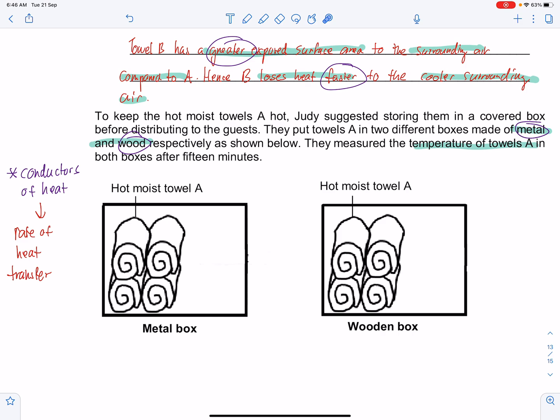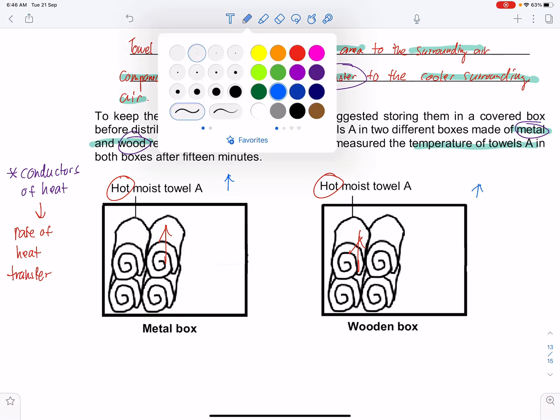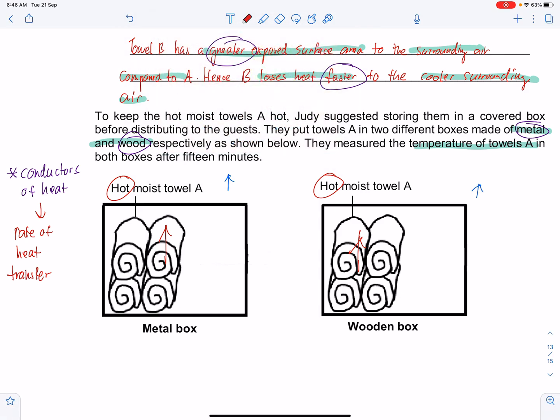where is the hotter region and where is the cooler region? So in the diagram, because these are hot, I will assume that this has a higher temperature as compared to the surrounding outside air. Remember, heat always gets transferred from a region of higher temperature to a region of lower temperature. So it's going to be lost to the surrounding, and therefore your temperature will go down for both boxes. Now the difference is that your metal box over here is a good conductor of heat, whereas your wooden box here is a poor conductor of heat.